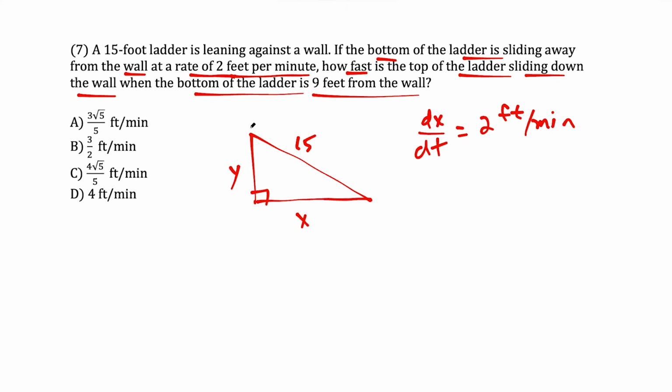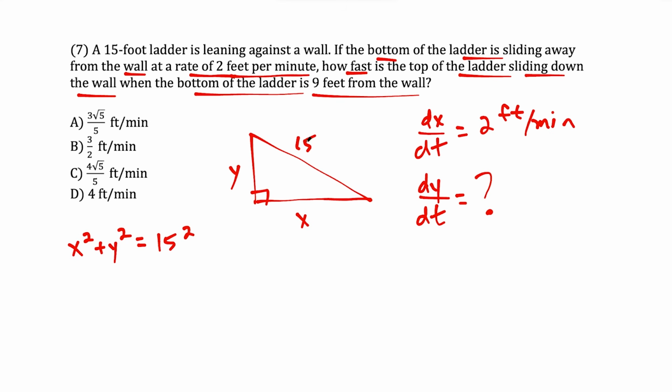So if we want to know how fast the top of the ladder is sliding down, we're looking for dy/dt. Okay, so this is what we want to find. Now for these kinds of questions with related rates, we want to think of an equation that connects everything. So the Pythagorean theorem will connect these three terms here. We have x squared plus y squared is equal to 15 squared.